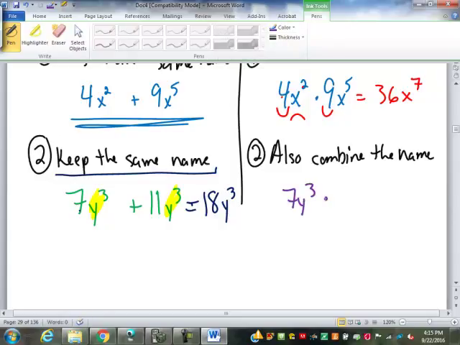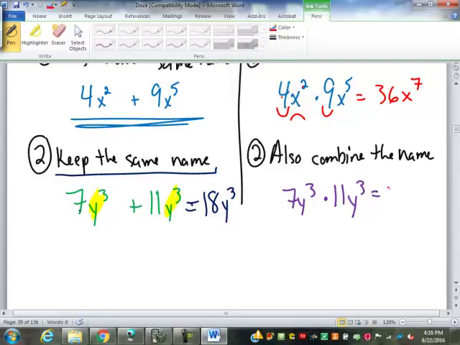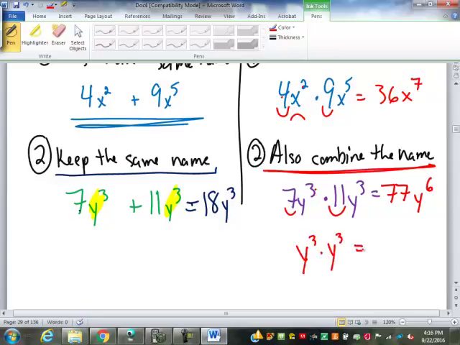When we multiply or divide, however, let's say we have 7y to the third times 11y to the third. We didn't need the same name, but it doesn't matter if we have it. We're going to multiply the count. 7 times 11 is 77. And we're going to also combine the names. Y to the third times y to the third is y to the sixth. When we multiply, you combine the names. And when you multiply variables with powers, you add the powers.